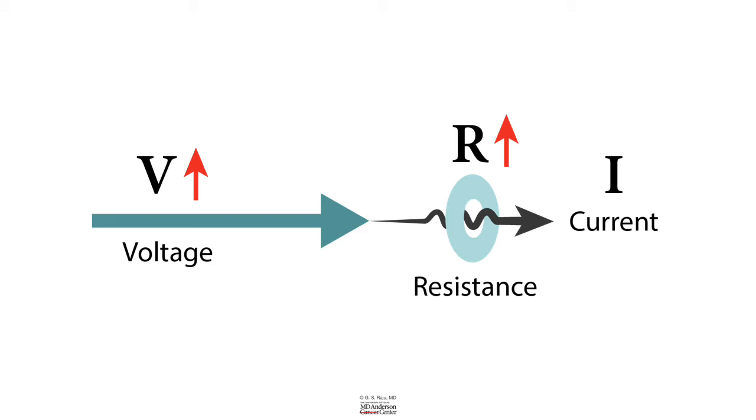And let us talk about two concepts: coagulation and cut. Electrosurgery can do two things. Either it could coagulate the tissue or it could cut the tissue. And how is it going to happen? So let's talk about coagulation.